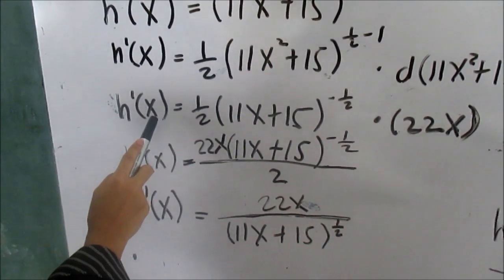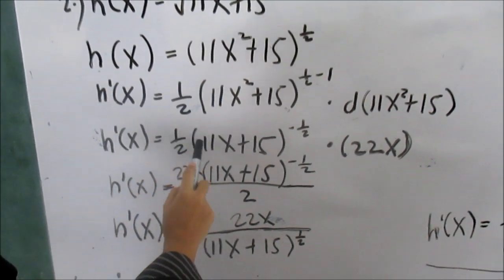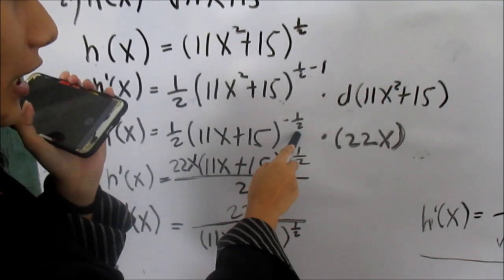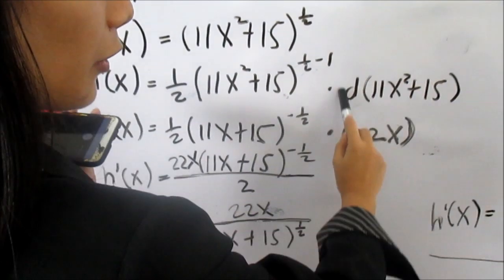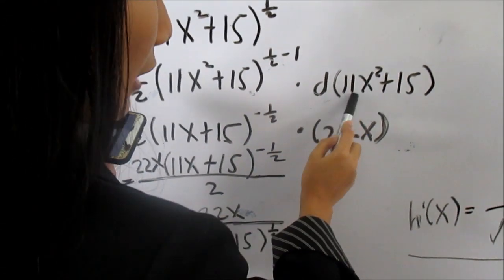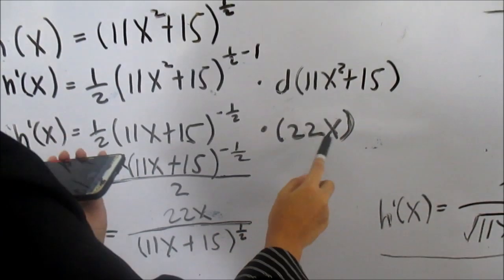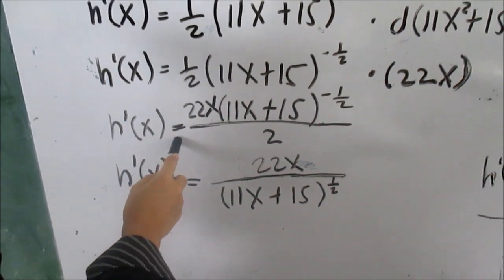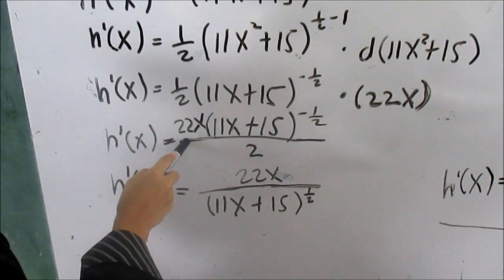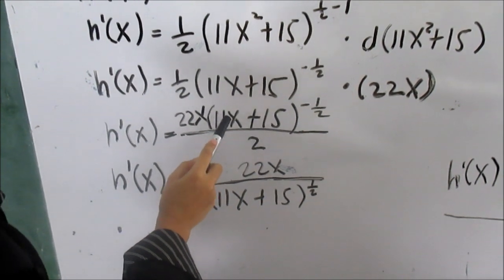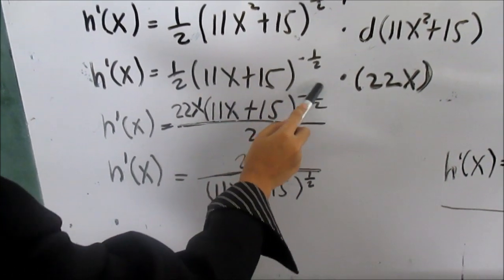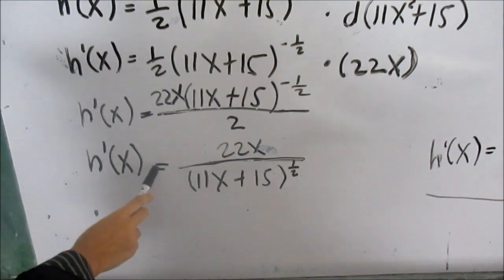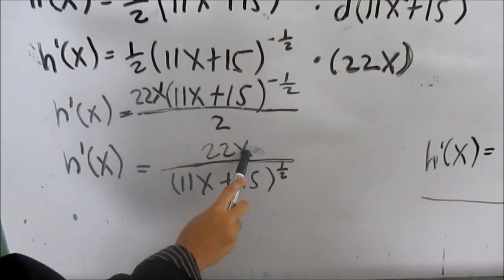So h prime of x is 1/2 times (11x squared plus 15) to the power of negative 1/2, times the derivative of 11x squared plus 15, which is 22x. So h prime of x equals 22x times the quantity 11x squared plus 15 to the power of negative 1/2, over 2.